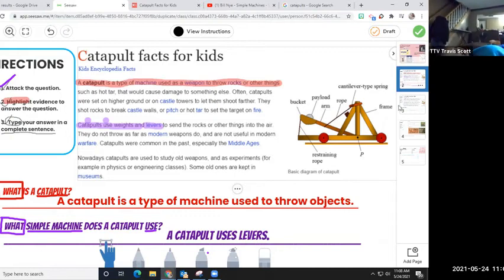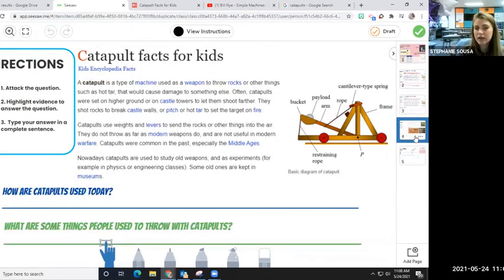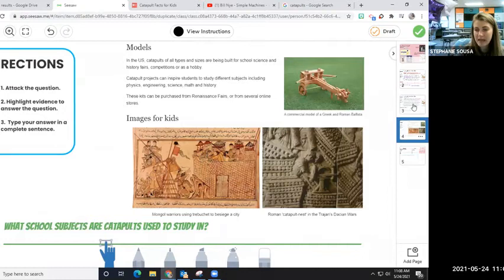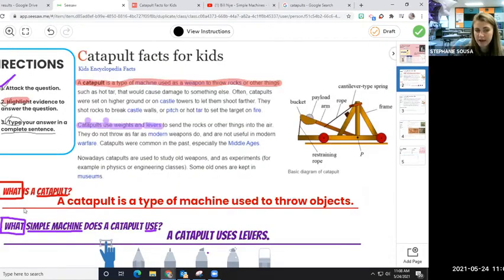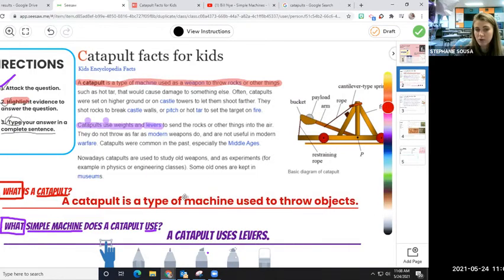Okay. On slides 3 and 4, you have 3 questions to answer. You are having the same directions. Attack the question. That means I should see a box and an underline. Highlight evidence. I should see color coordinated coloring of highlighting. And type your answer in a complete sentence. That means you are not going to put 1 or 2 words. It is going to be a full idea.